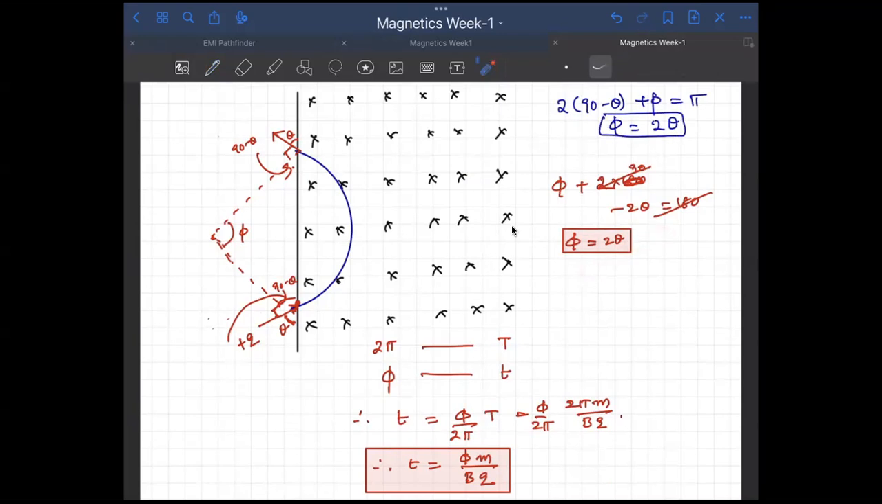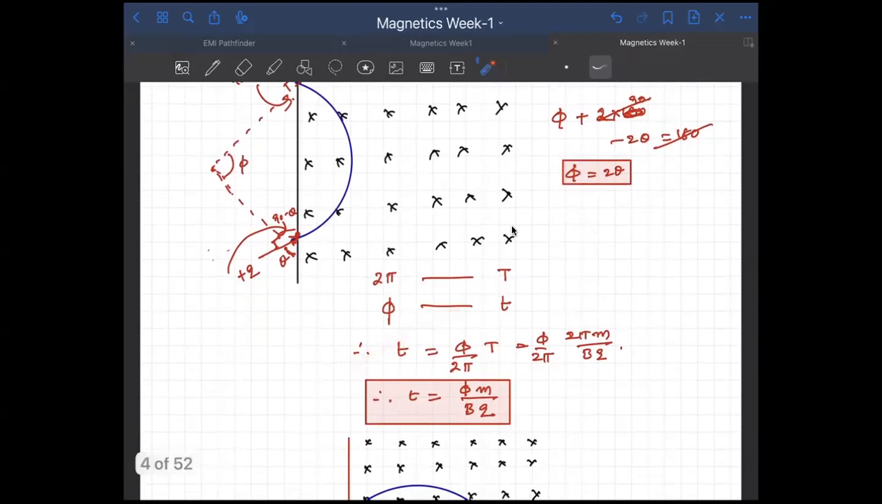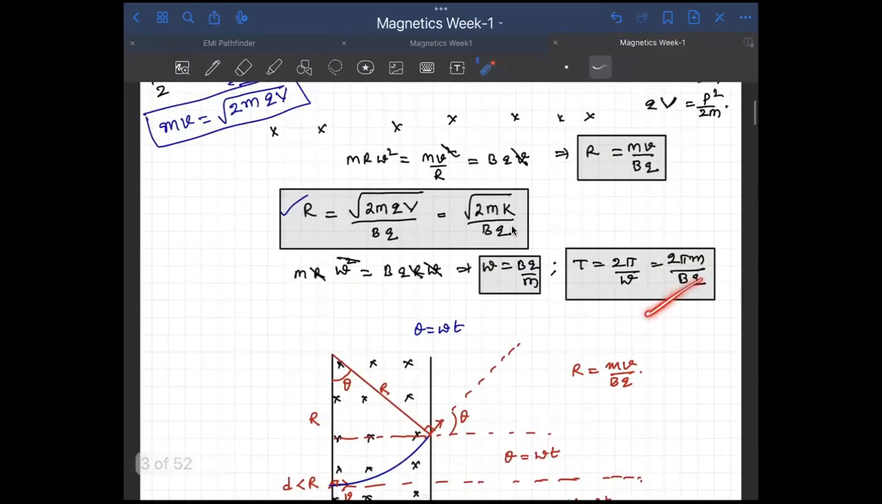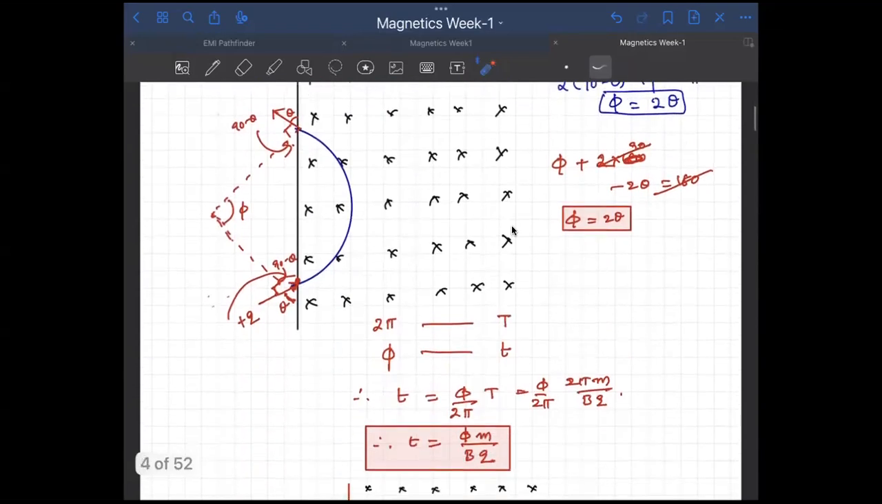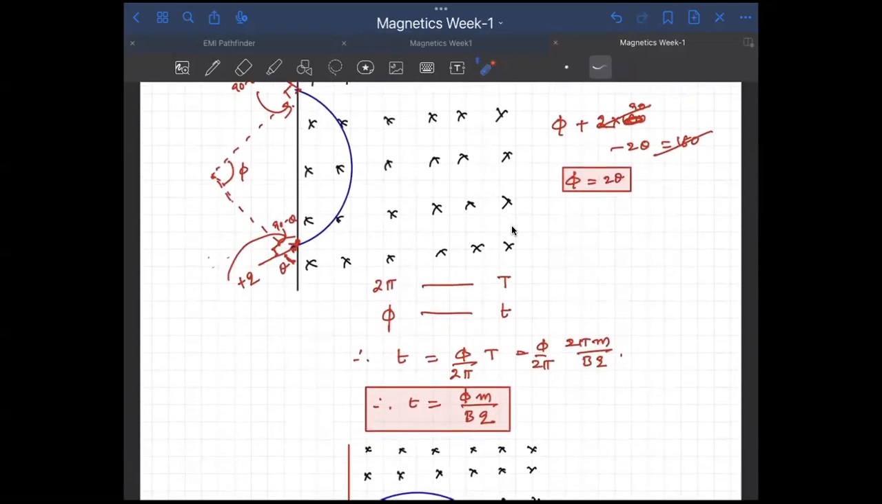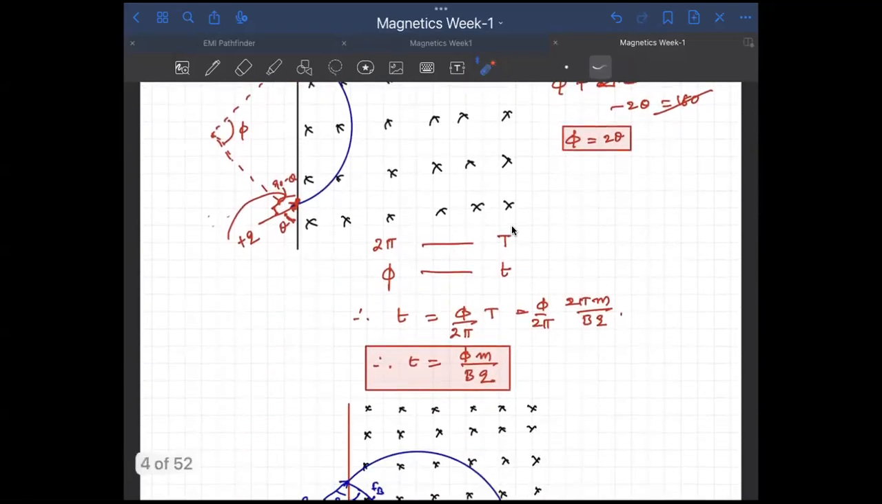Sir, why do I require this? Clear? If the arc describes a 2 pi angle at the center, it takes one time period. If it takes a phi angle, it takes only some time t, not capital T. So from this I can give this relation: t is equal to phi by 2 pi times the time period. Just now I gave you the expression 2 pi m by bq, and I am using that over here. Finally, the time I get is phi m by bq.